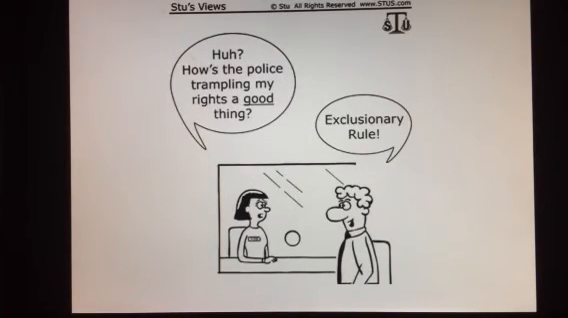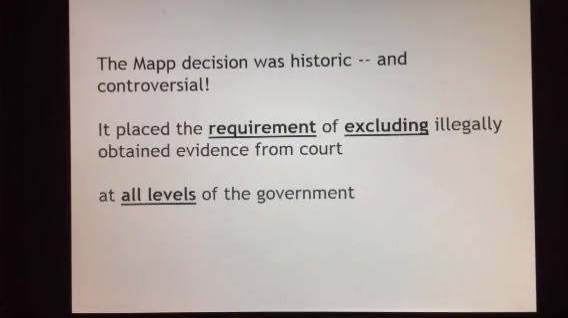Huh? How's the police trampling my rights a good thing? Exclusionary rule, meaning that evidence cannot be used against the accused if it is not legally searched and seized. The Mapp decision was historic and controversial. It placed the requirement of excluding illegally obtained evidence from court at all levels of government, not now just on the federal government, but all levels of government. State and local governments cannot illegally seize evidence and then have it introduced into a trial against the accused.